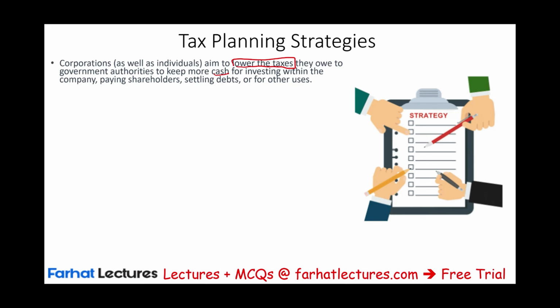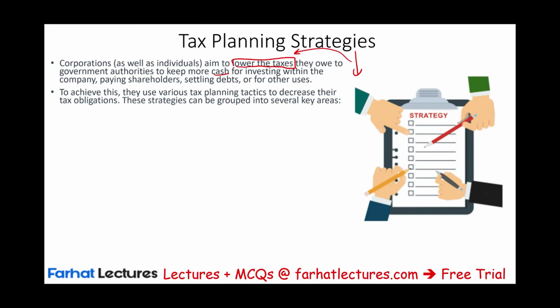So companies will try to explore certain tax planning strategies that are going to do what? That's going to lower their taxes. And that's the goal. To achieve this objective, which is lowering your taxes, companies and corporations use various tax planning tactics, and we saw this for individuals as well, to decrease their tax obligation. We're going to group those strategies into three key areas.